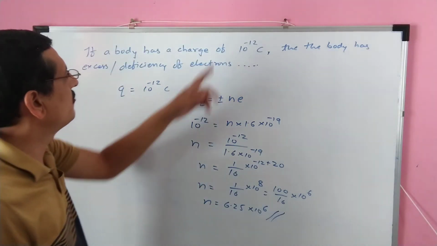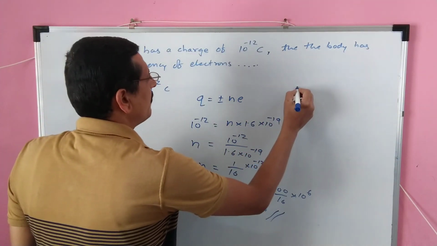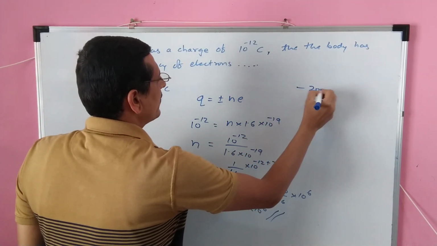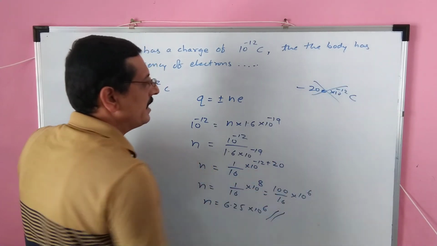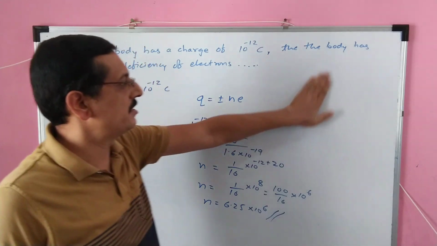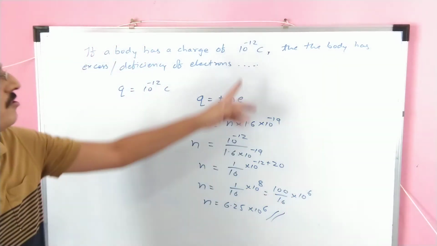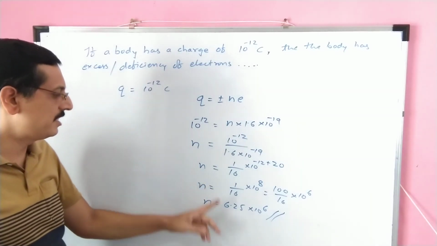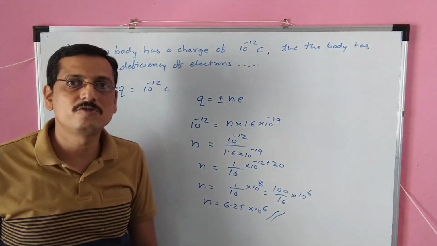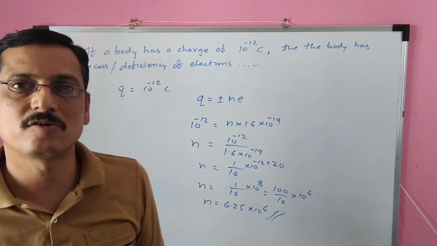If the value were, say, minus 200 × 10^-12, we could understand it has excess electrons in it. But they have not given anything like that. They gave 10^-12 coulomb, so it is having a deficiency of 6.25 × 10^6 electrons.